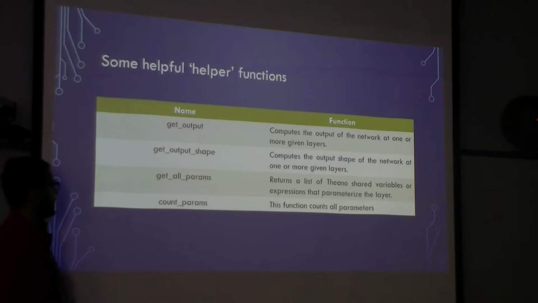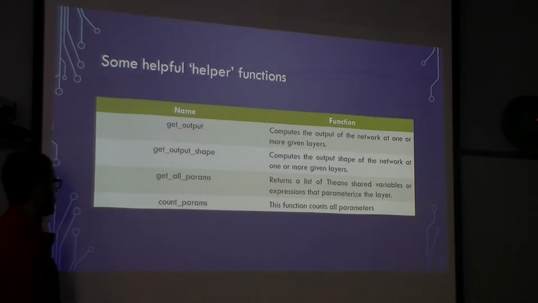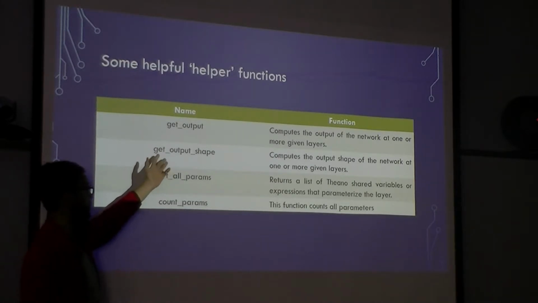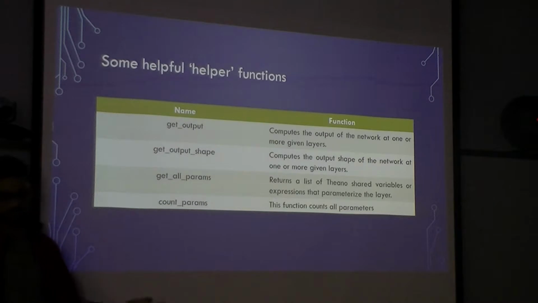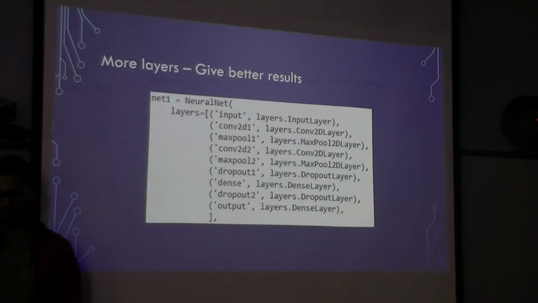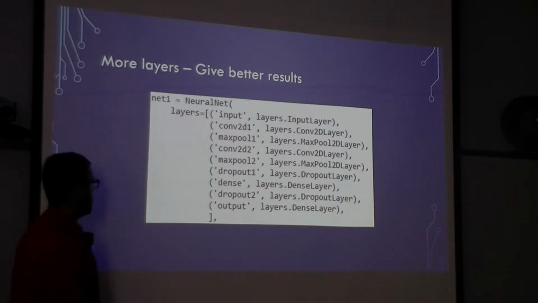These are some of the helpful functions that will help you all along the way, like getting the output shape of a layer, getting all parameters, and counting the number of parameters, which will give you the number of parameters. Pretty self-explanatory. So it can even, as I told you, implement bigger networks and more complex networks.